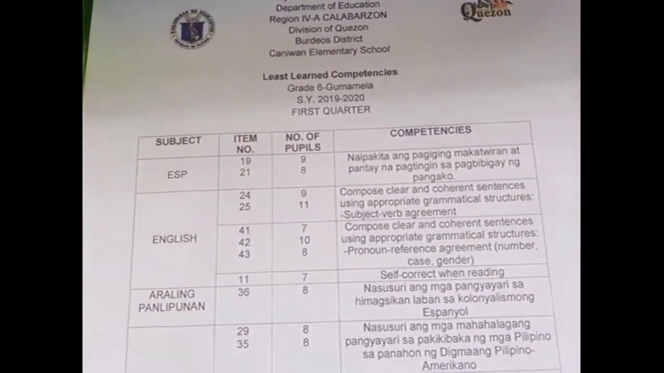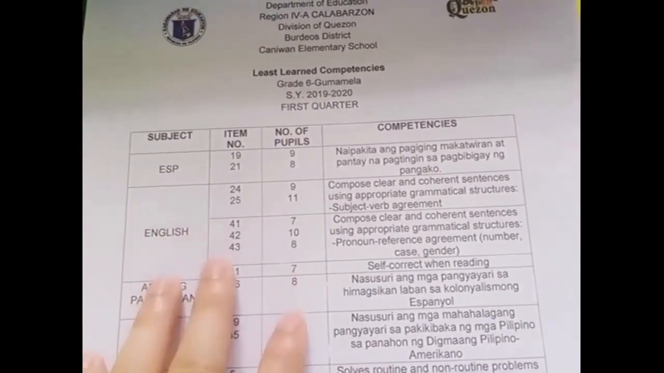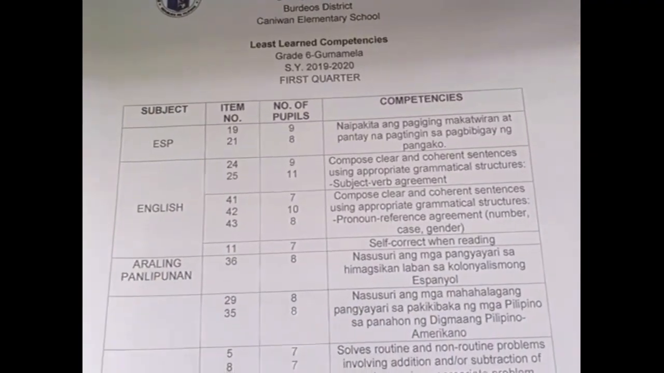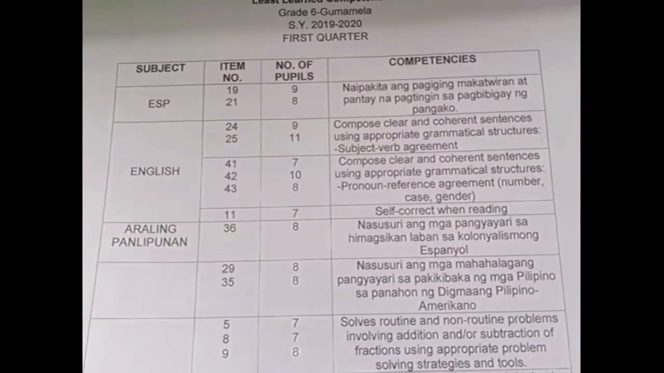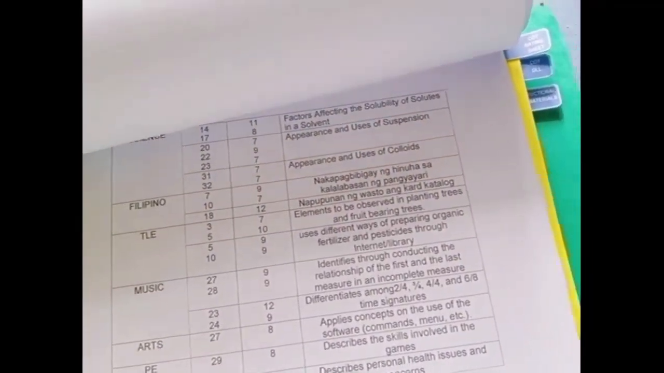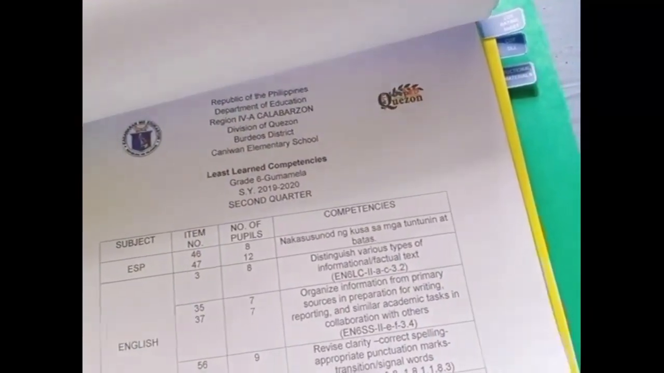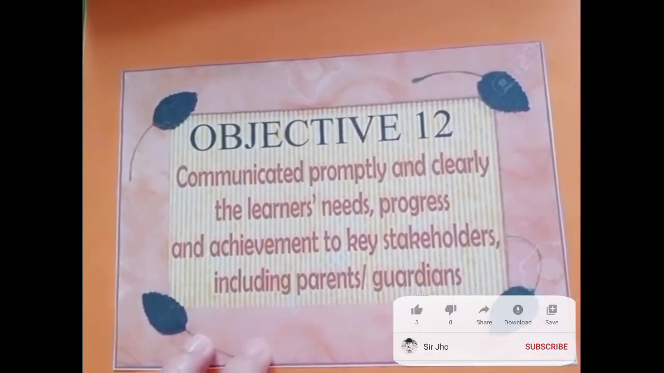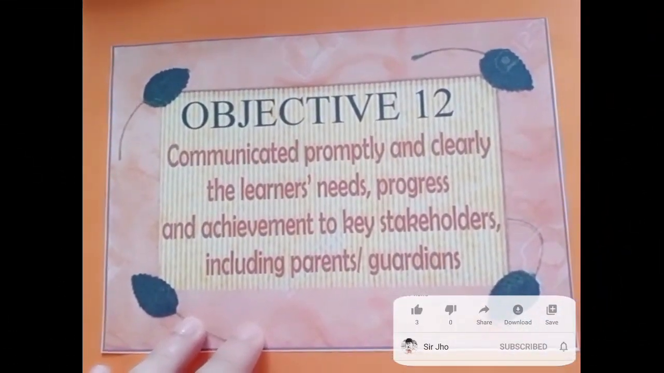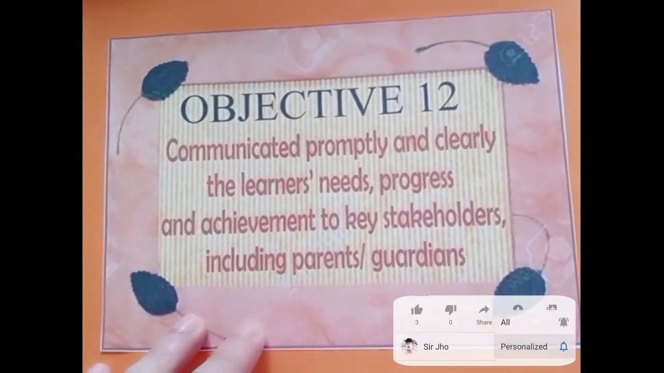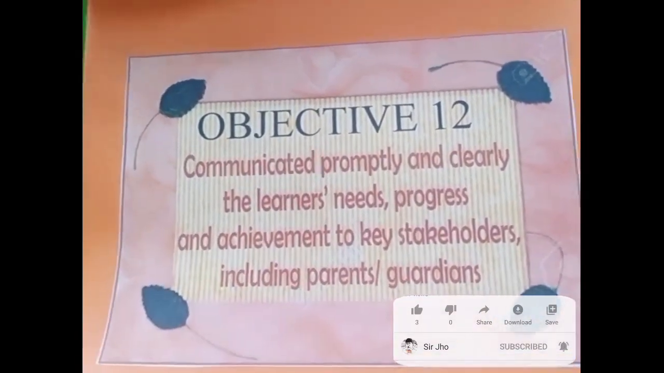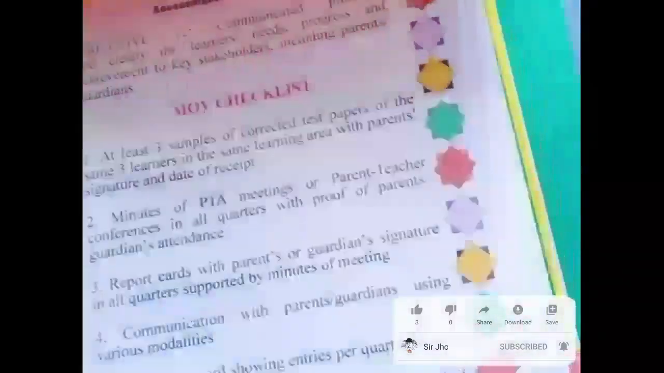Okay, next is yung mga least learned competencies na aking ginawa. So ito ay para sa first quarter. Ayan. So second quarter up to fourth quarter. So nag-attach din ako ng root cause analysis. Next, objective number 12, communicated promptly and clearly the learner's needs, progress, and achievement to key stakeholders including parents or guardians.